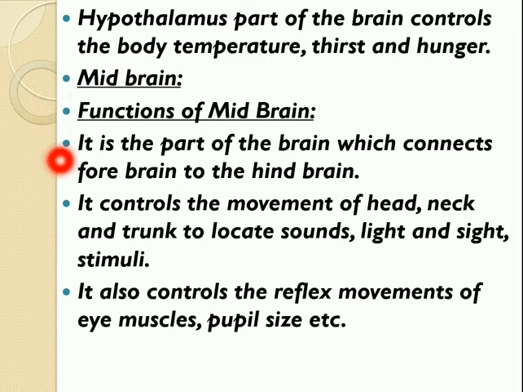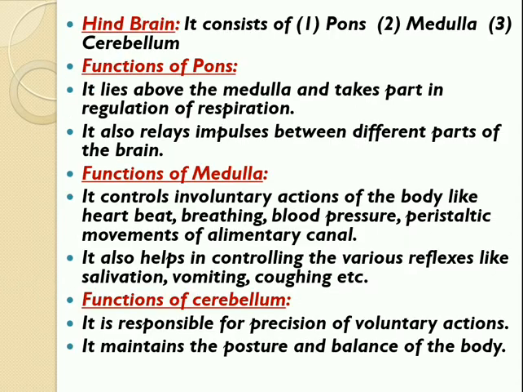Midbrain is the part of the brain which connects forebrain to hindbrain. It controls the movement of head, neck, and trunk. Trunk means the thoracic and abdominal part of the body that is below the head and neck region, to locate sounds, light, and sight stimuli. It controls the reflex movements of eye muscles, pupil size, etc.